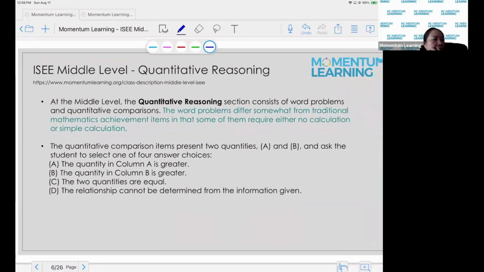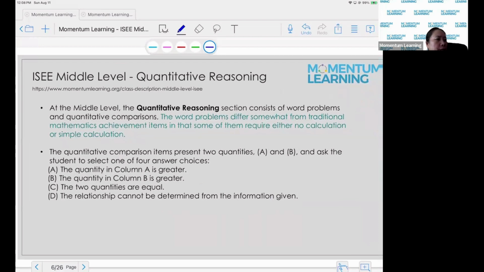One type of question you have probably never seen before, we call it quantitative comparison. Quantitative reasoning consists of word problems. You need to use your knowledge and try to figure out what the correct answer will be. Some of them require either no calculation or simple calculation.